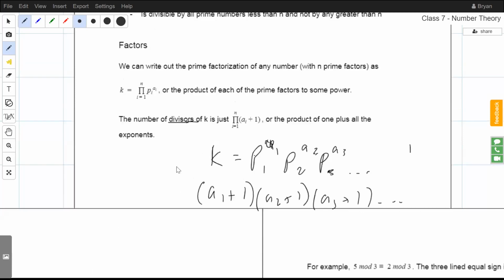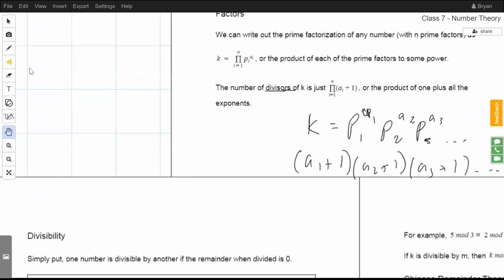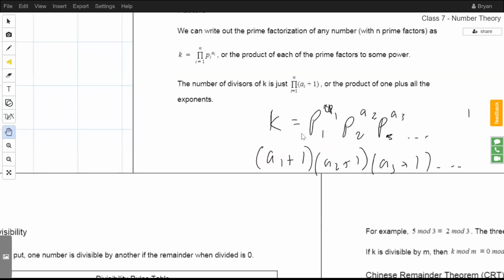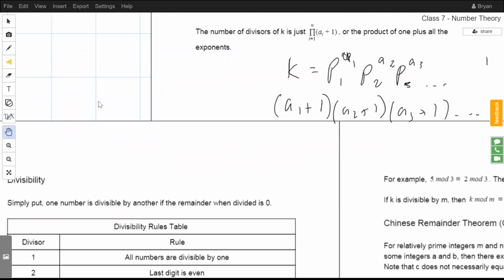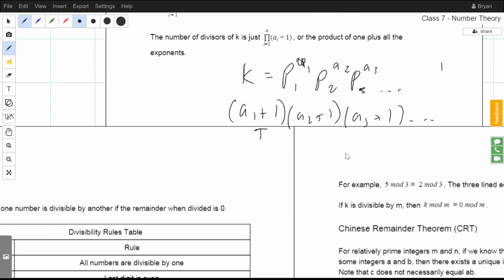And we can show that this is the case by simply considering what a divisor is. A number can only be a divisor if its prime factors are among p1, p2, all the way to whatever, and its exponents are all less. So we can construct a divisor so that each of these terms that we're multiplying represents the possible exponents of p1, p2, p3, et cetera, in the divisor. And you add 1 here because there's the case where there's 0 of that prime factor.